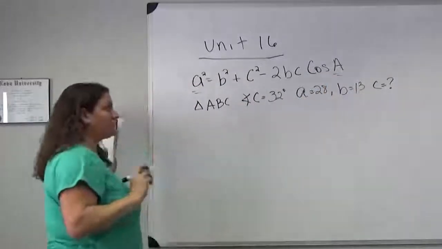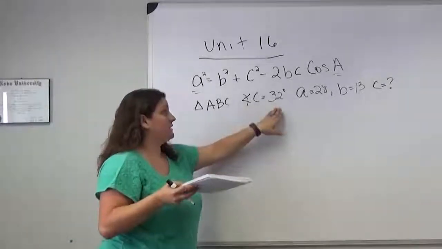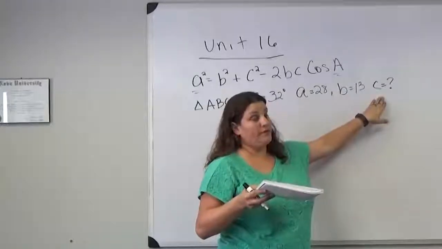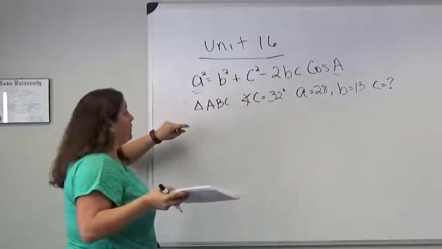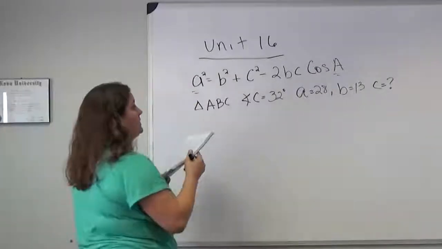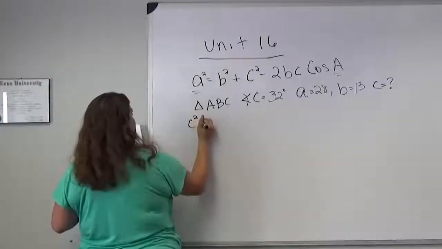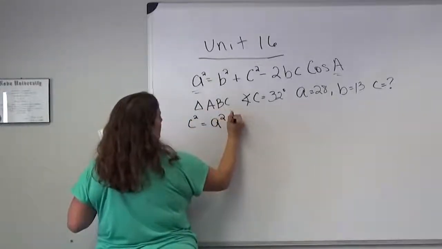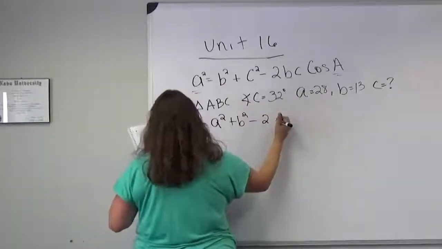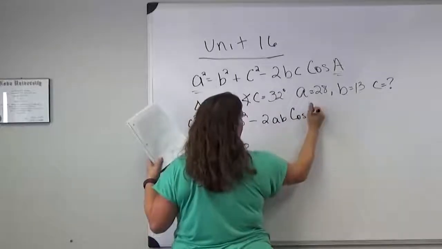to be here. So if we are given that triangle ABC, angle C is 32 degrees, A is 28, B is 13, and you need to solve for C. We would use this equation, but where A is, I'll put C. So instead, I'd write the equation C squared equals A squared plus B squared minus 2AB cosine of C.